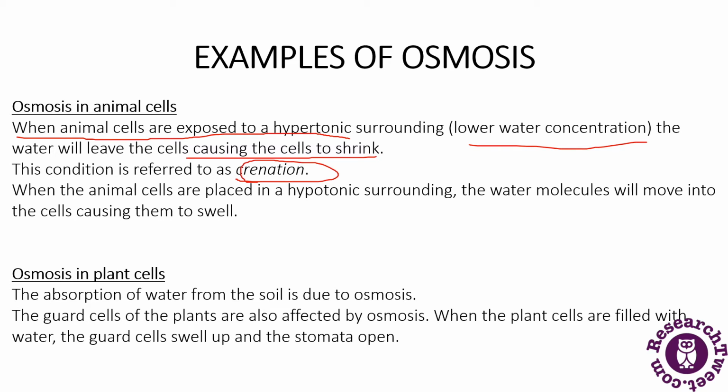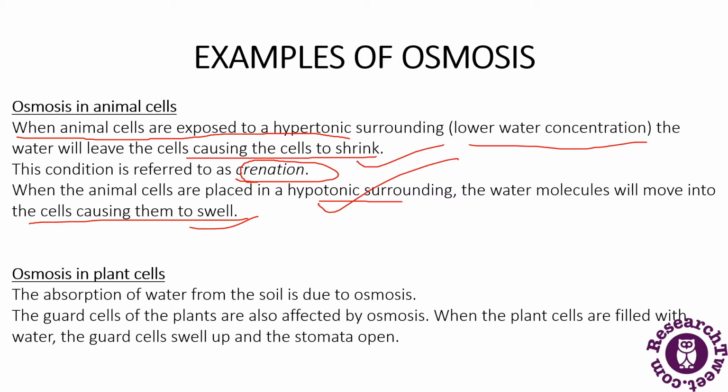And when the animal cells are placed in a hypotonic solution, which means there is a high water concentration, the water molecules will move into the cell, making it swell. So in the hypertonic case the cells will shrink, and in the hypotonic surroundings the cell will swell. So this is the case of osmosis in animal cells.